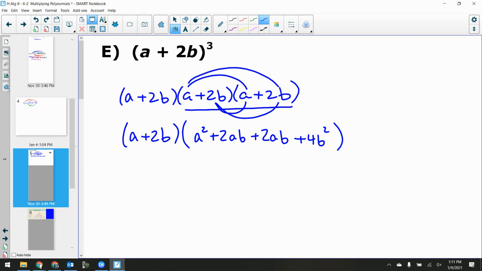Please try to keep things in alphabetical order. When there's a term that has A's and B's and C's, keep them in alphabetical order. That's going to help you. Like you wouldn't want to call this third term 2BA. Right? 2BA, you may not see that it would combine with this other 2AB. Right? You might get stuck. A squared plus 4AB plus 4B squared.